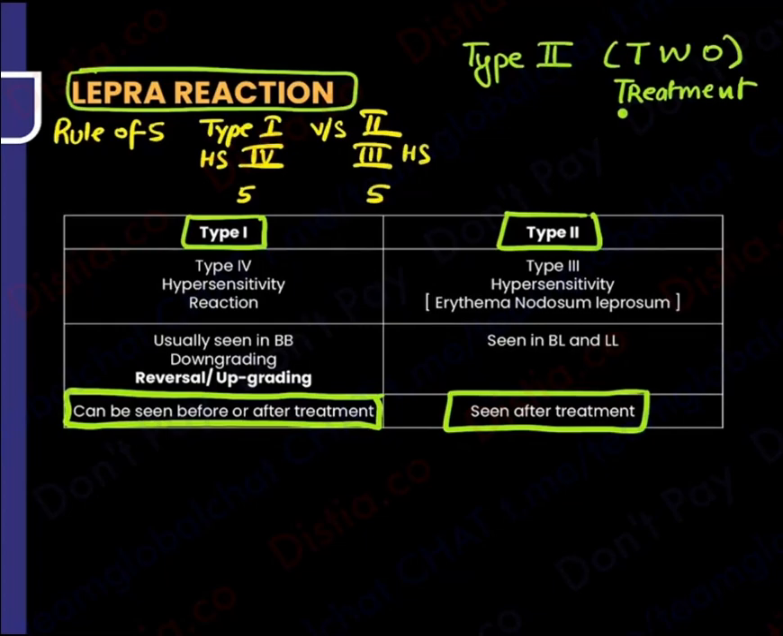How much of H2SO4 were you using? 5%. What is the rule that you follow? Rule of 5. So hypersensitivity is remembered.